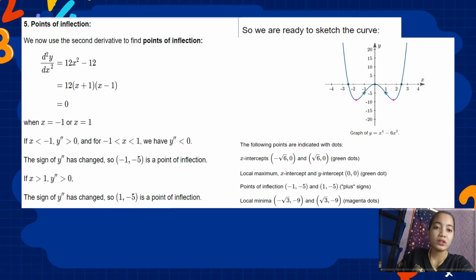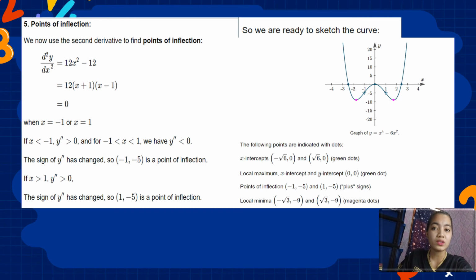When x = −1 or x = 1: if x < −1, y'' > 0, and for −1 < x < 1, we have y'' < 0. The sign of y'' has changed, so (−1, −5) is a point of inflection. If x > 1, y'' > 0, the sign of y'' has changed, so (1, −5) is a point of inflection.